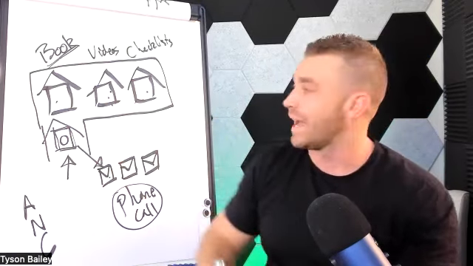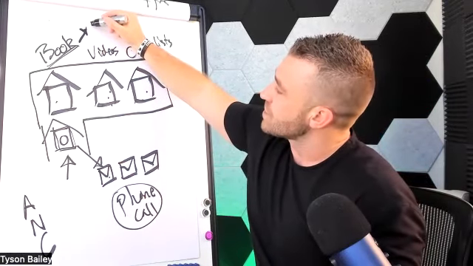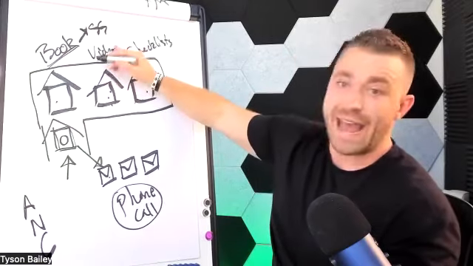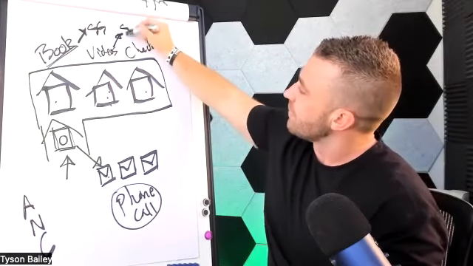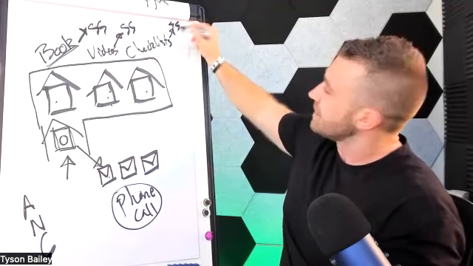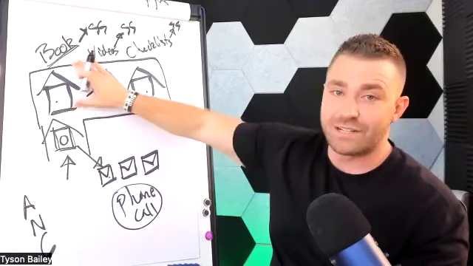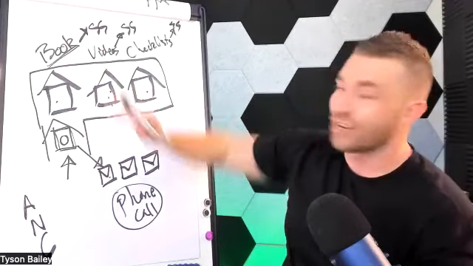to make sure that every step along the way, when they take advantage of this book, we're going to offer a strategy session. We'll just do SAS. When they access this video, we're going to give them the ability to book a strategy session. When they access this checklist, we're going to give them the ability to book a strategy session.